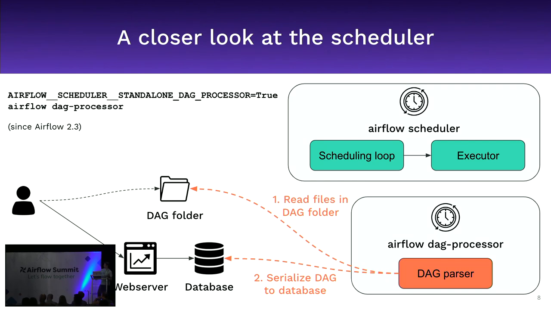I want to point out one configuration item that helped me a lot in development, and that's the Airflow scheduler standalone DAG processor set to true. That exists since Airflow 2.3, and that helped me a lot because it allows you to separate the scheduling process and the DAG processing process, which helps a lot during development and testing. But also, as a user of Airflow, you might want to do this to separate out the processes and, for example, run them on separate machines to give them different resource allocations.